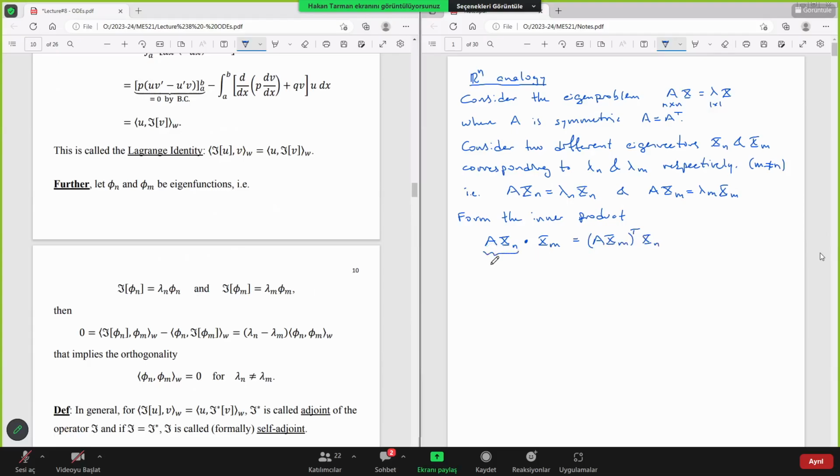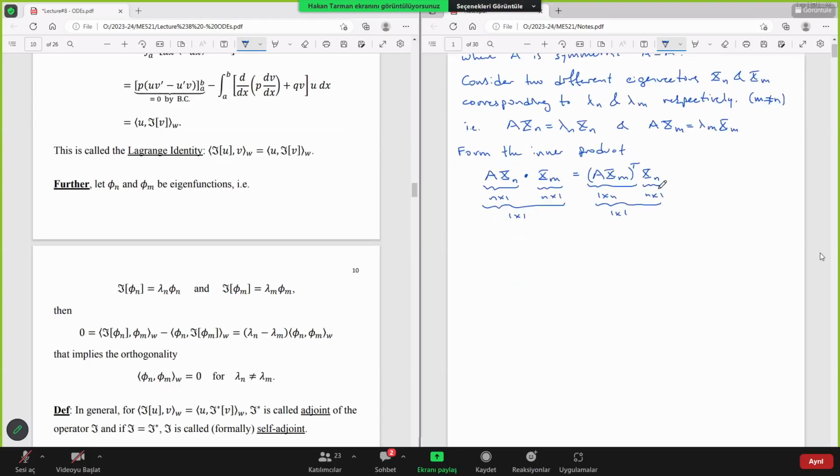Let's check. This is n by 1. This is n by 1, right? And when you take the dot product, of course, you get a 1 by 1 operation, right? But this is the transpose, so this is 1 by n, and this is n by 1. So clearly it is 1 by 1 if you consider matrix multiplication, or you are actually multiplying vectors. Okay, so this is the algebraic form of dot product.